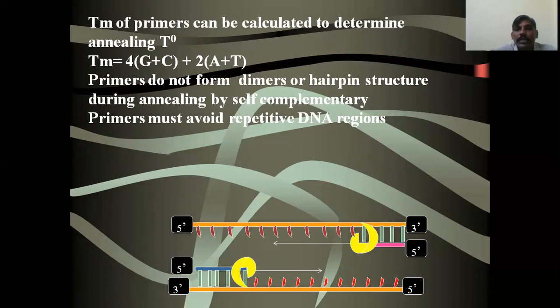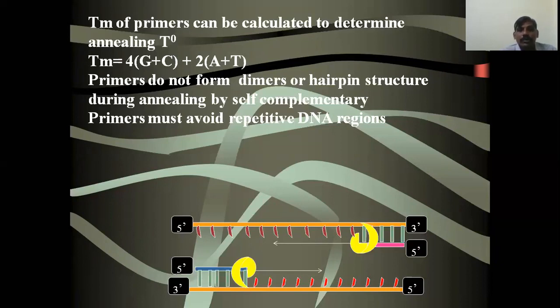This annealing temperature is calculated with the help of the melting temperature. Normally, the annealing temperature is 3 to 5 degrees Celsius less than the melting temperature. Melting temperature is the temperature at which the two DNA strands dissociate. The melting temperature is calculated with the help of this formula: 4 times G plus C, plus 2 times A plus T. This is the general formula to calculate the melting temperature.